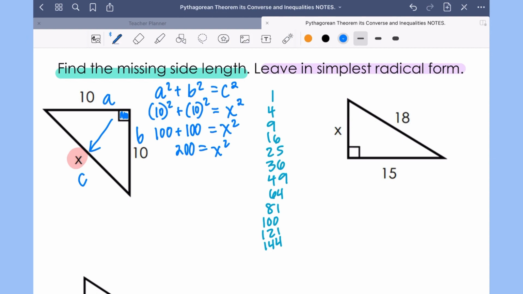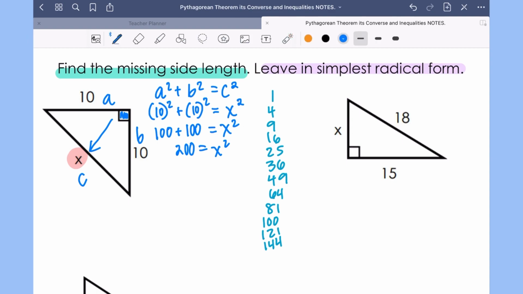Remember, when you're solving for x, you need to undo everything that is being done on top of it. So right now, I'm squaring this x. If you read this out loud, it says x squared. And that can't be there. We need to get rid of it.